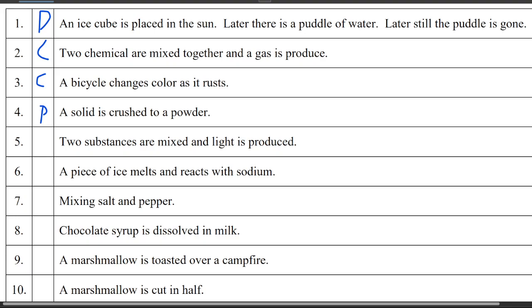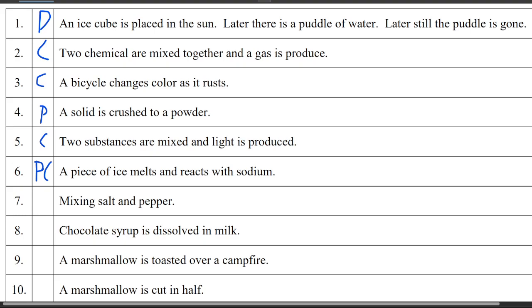Number 5, two substances are mixed and light is produced. We know when light is produced, that's a form of energy being produced. It's a chemical reaction. Number 6, this one's a bit tricky. A piece of ice melts and reacts with sodium. So ice melting is a physical change. However, reacting with sodium is a chemical change. So this is actually both physical and chemical. So we're going to write PC, and this is the only one like that.